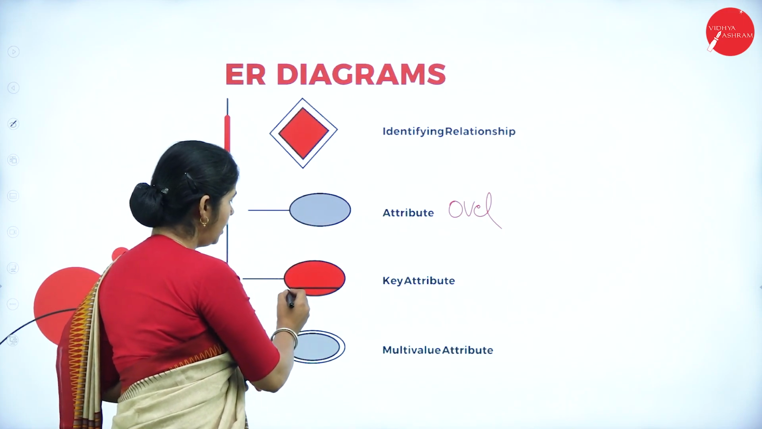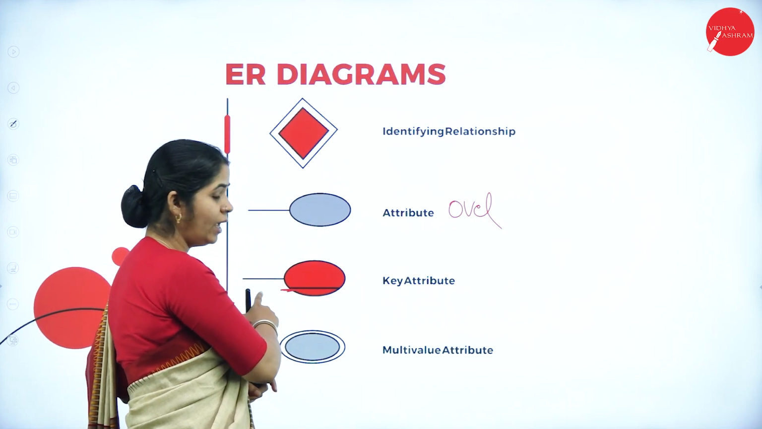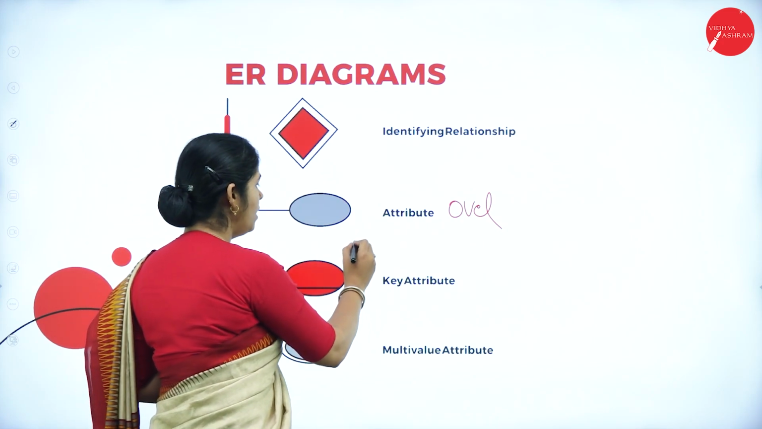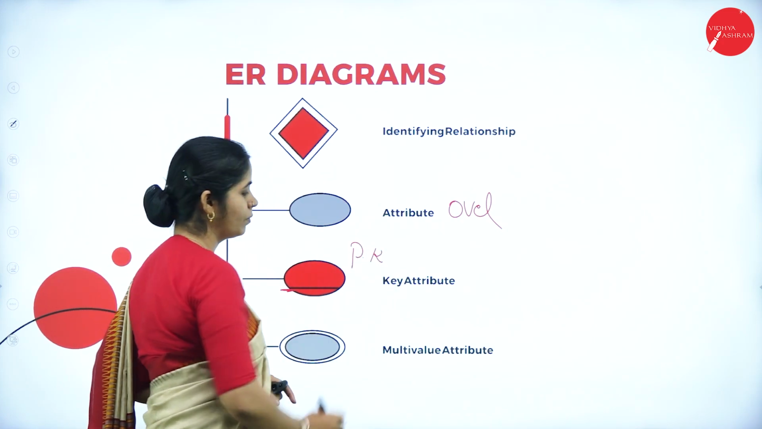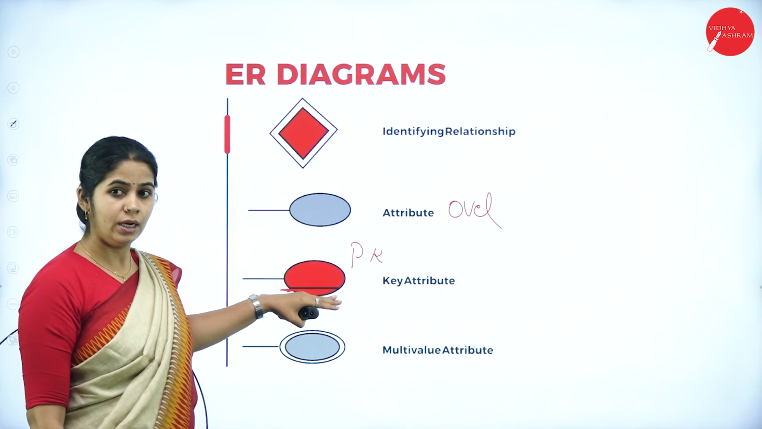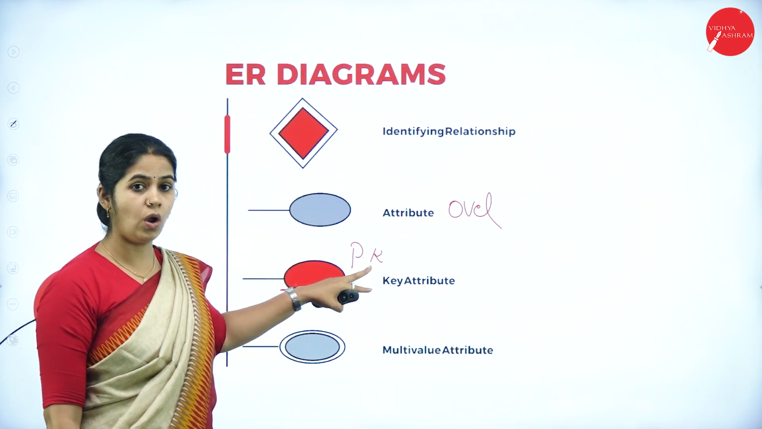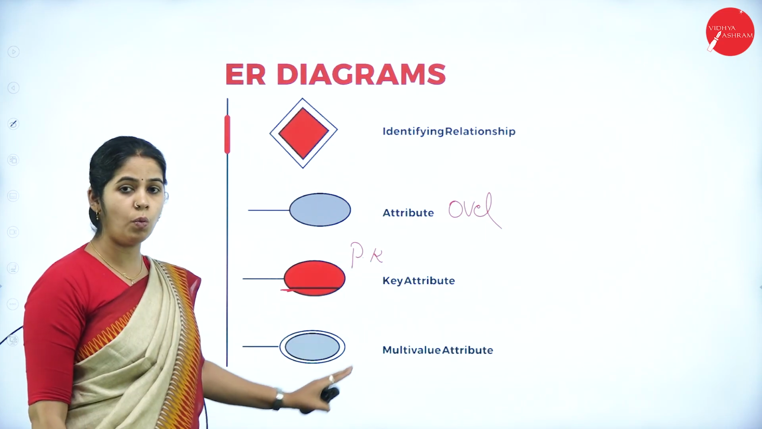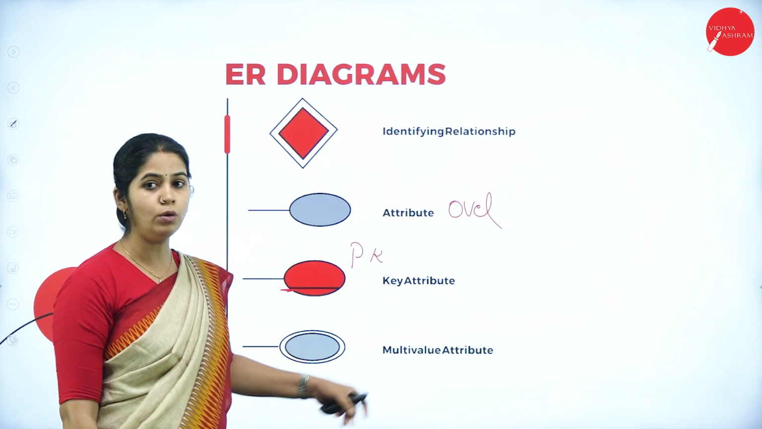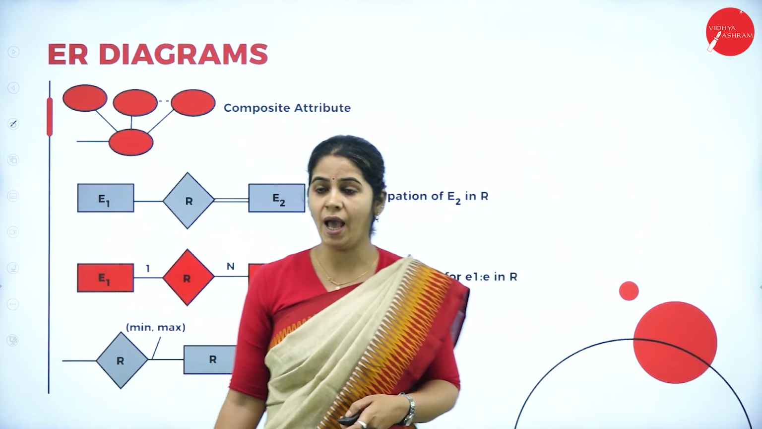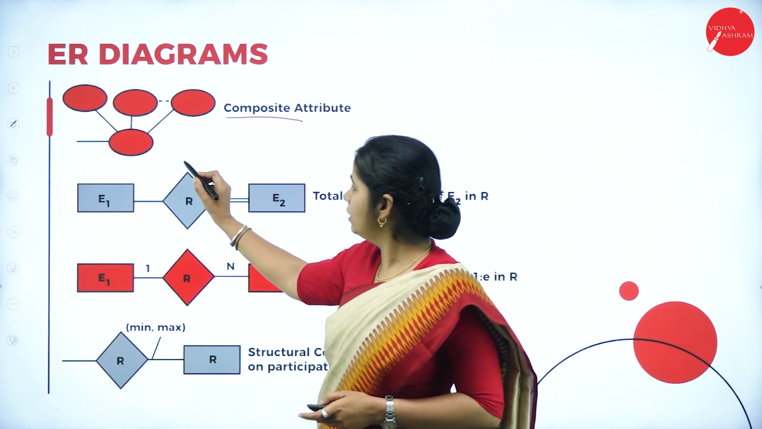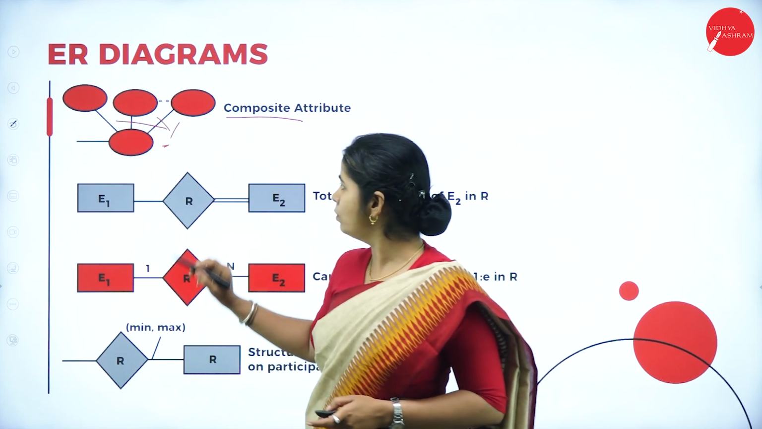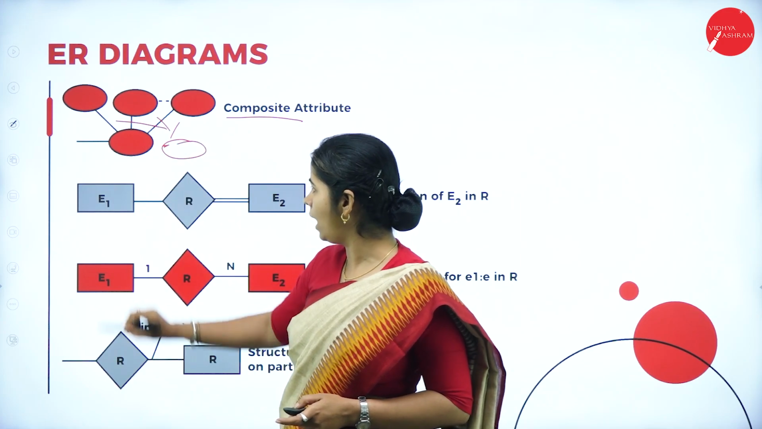What does this underline represent here? Underline represents a key attribute, especially the primary key. Whenever an attribute is displayed with an underline, it is considered a primary key. Then a double oval will represent the multi-valued attribute. And next we have the composite attribute. This attribute is derived from different attributes, that is called a composite attribute.